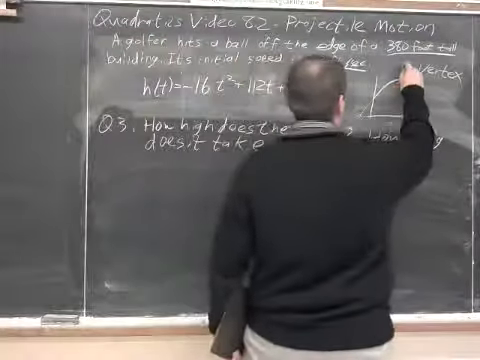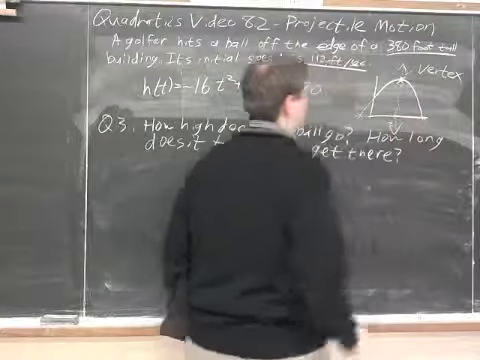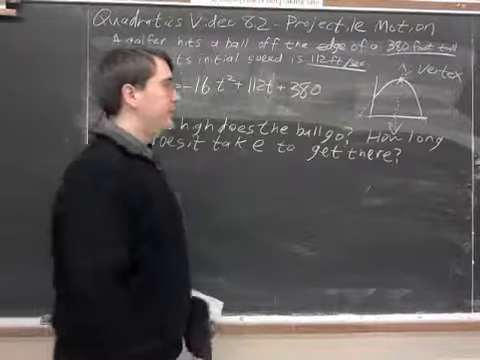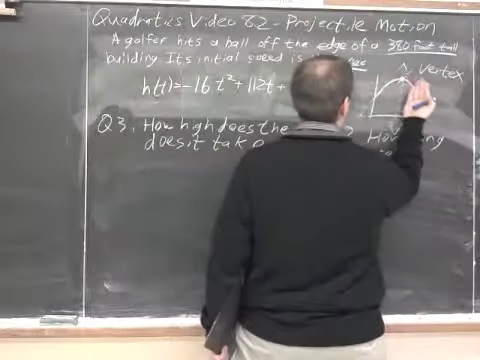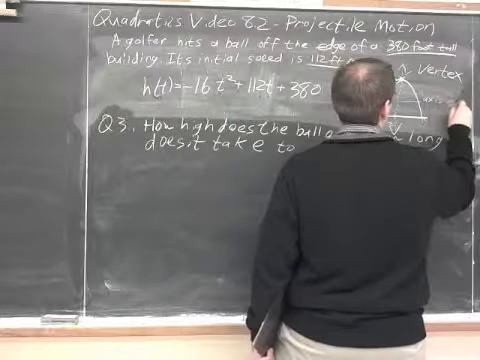Then we have the axis of symmetry, which is this vertical line that passes through the parabola that cuts it right in half. It's an exact mirror image on one side of that line versus the other. That's the axis of symmetry.